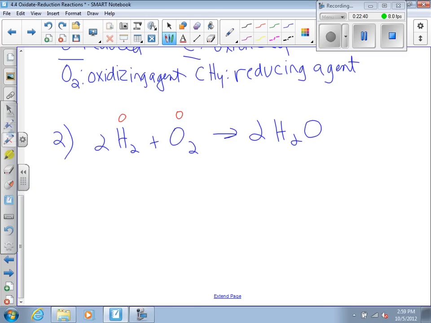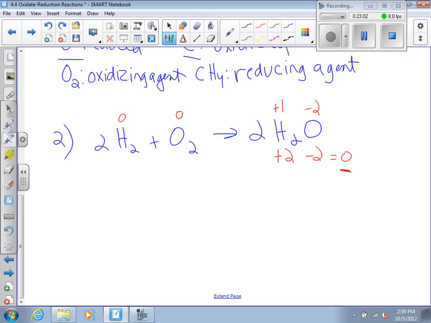H2O, it's a compound. The total must add to 0. Hydrogens, when they're in a compound, are +1. Oxygens are -2. But let's just check to make sure that this does add to 0, because we don't want to have our rules contradicting one another. So 2 minus 2 is 0. All righty. We're good. We've got our oxidation numbers.